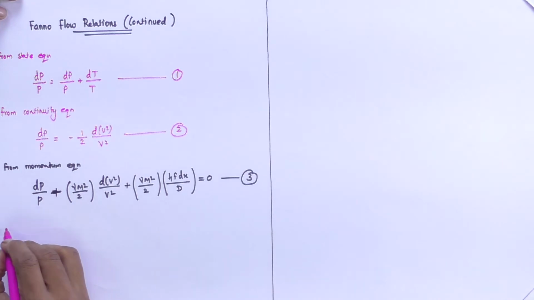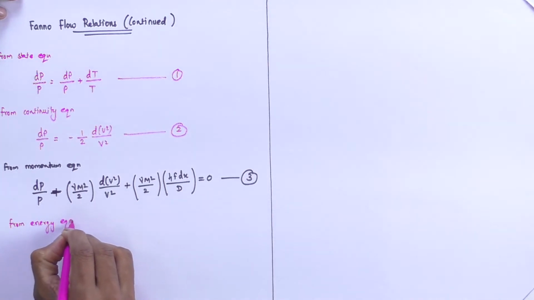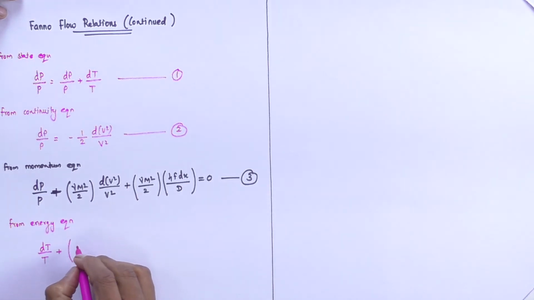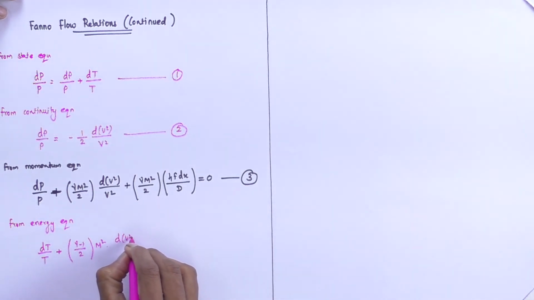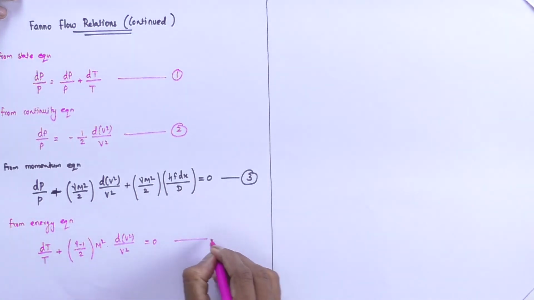Then from the energy equation, we have the relation between temperature, Mach number and velocity: dT by T plus gamma minus 1 by 2 into M square into d of v square divided by v square is equal to 0. This is equation number 4.